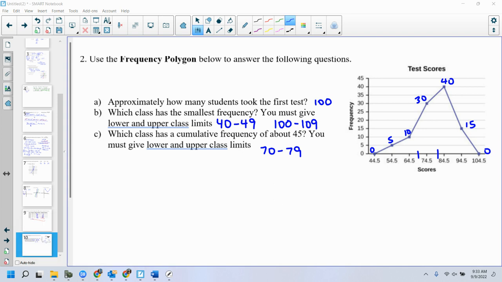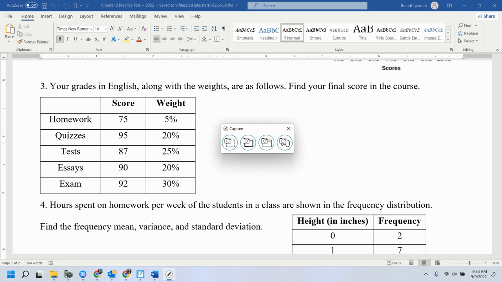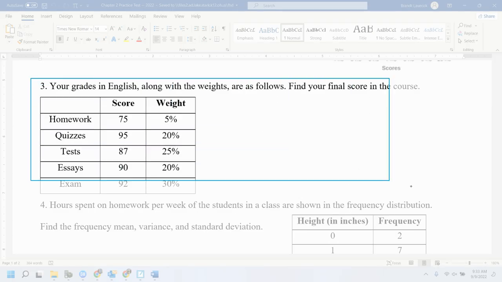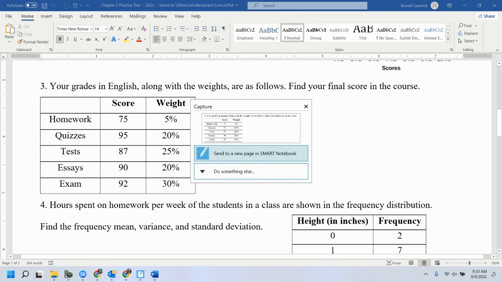Oh, no, I want the Word document, that's right. Okay, looks like I'm going to do a weighted mean. A weighted mean. Send to a new page.